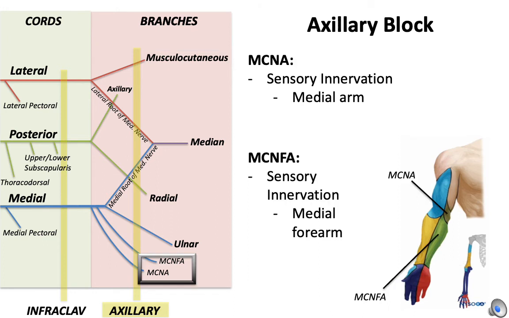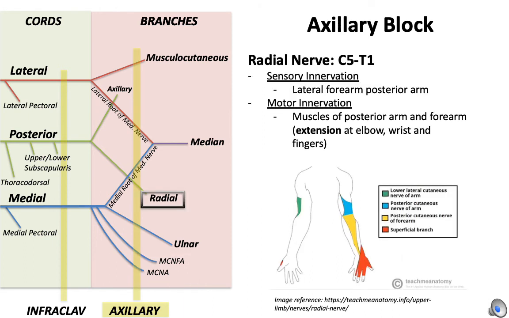The other purely sensory nerves of the arm are the medial cutaneous nerve of the arm and the medial cutaneous nerve of the forearm, which branch off the medial cord and provide a large degree of sensory innervation to the medial part of the upper extremity. The remaining three terminal branches provide both sensory and motor innervation to the upper extremity. These branches are the median, radial, and ulnar nerves.